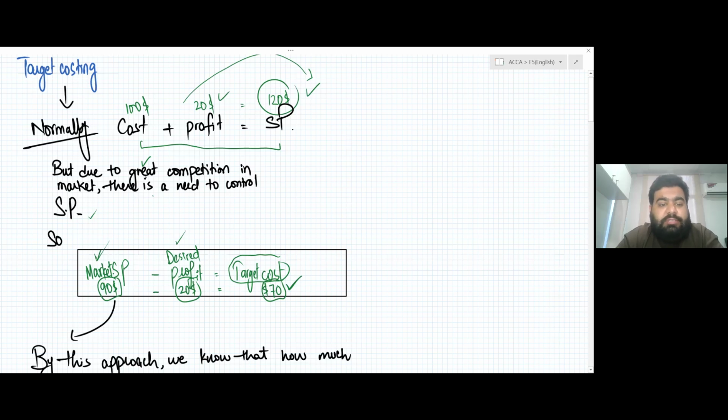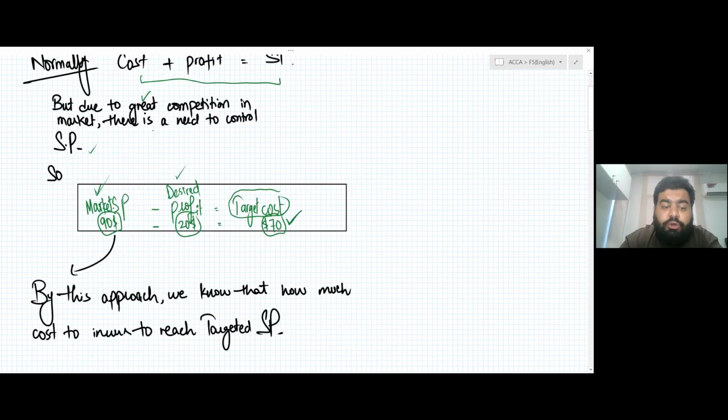But that's not the case. You have a complete desired profit you want to earn, and you just try to reach the targeted cost. So target costing says think in reverse. Market selling price minus desired profit is equal to target cost.